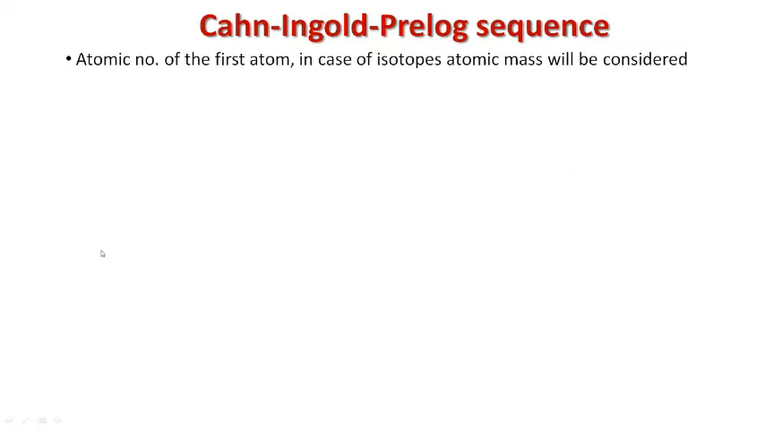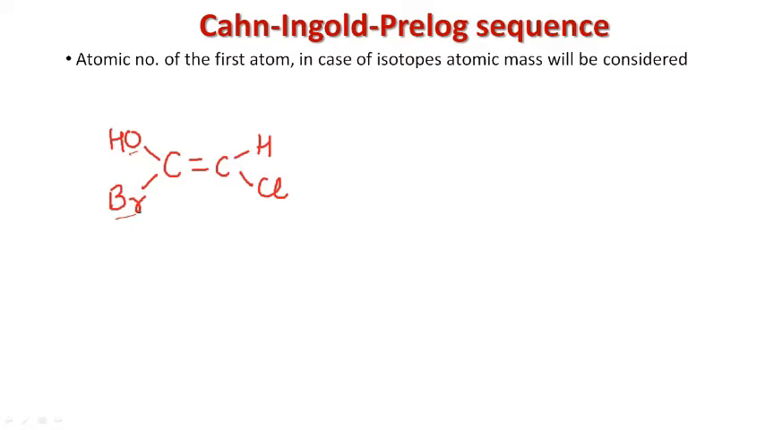According to this sequence, one has to consider the atomic number of the first atom which is directly attached to the carbon atom. If both the attached atoms are isotopes, then one must consider the atomic mass. Here we have some examples. In this case, these two double bonded carbons have different groups attached to them. So we are going to decide the priority of the attached groups or atoms by considering their atomic number.